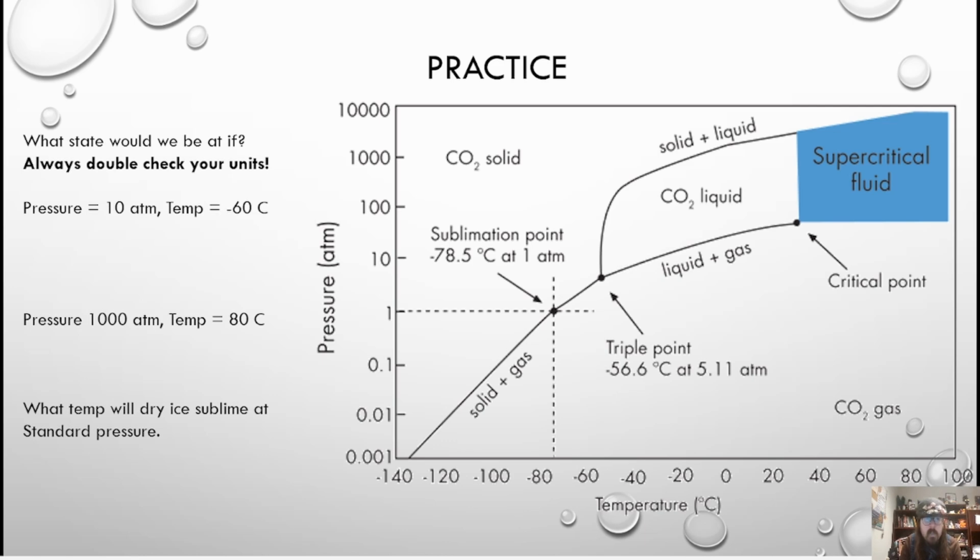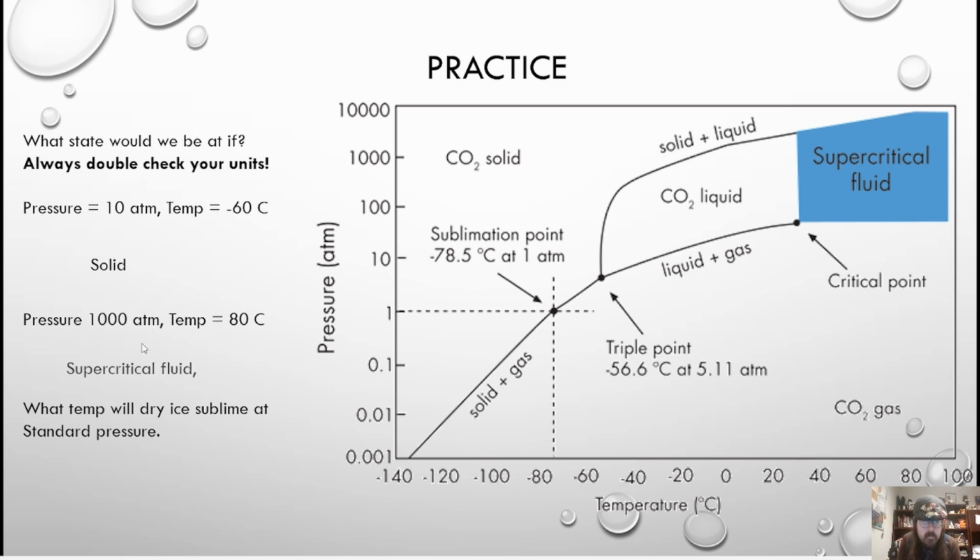So what state would it be at 10 atmospheres and negative 60 degrees C? Negative 60 degrees C is about right there, and 10 atmospheres right here. If you're at 10 atmosphere pressure and negative 60 degrees C, you would see a solid chunk of CO2. Under 1,000 atmospheres and 80 degrees C, scroll over, you're going to have 80 degrees C, it's supercritical CO2.